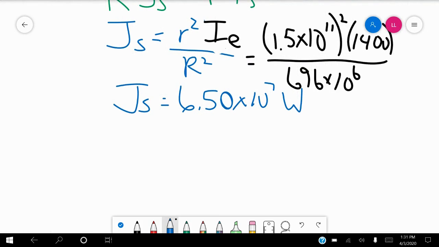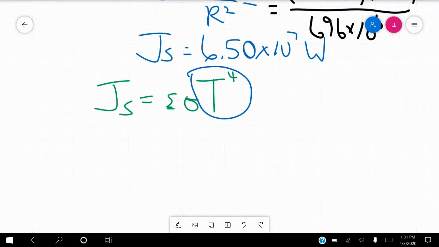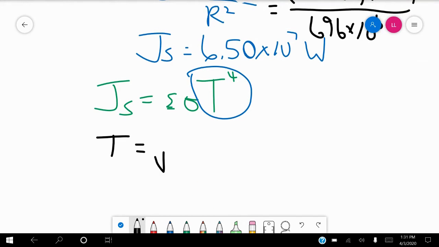because that number is going to be equal to the radiance formula, which is emissivity times sigma, which is the Stefan-Boltzmann constant, times T to the fourth. And then here's what we're solving for. So you've got to be careful because you're going to take a fourth root. So if we do some algebra, it's going to be T equals the fourth root of Js over emissivity sigma.